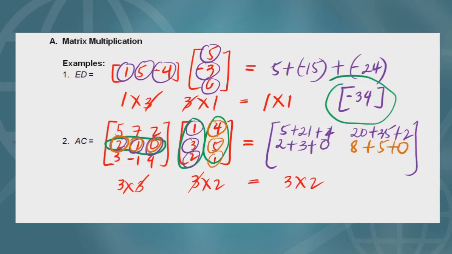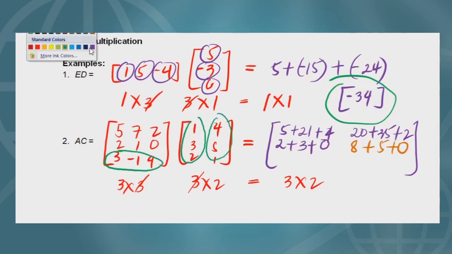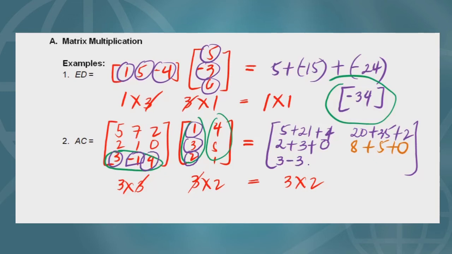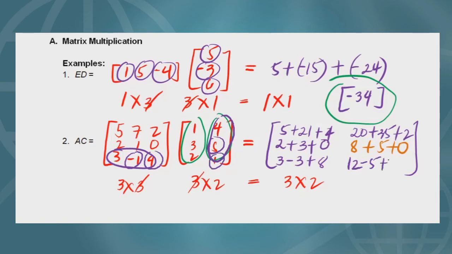Okay? Then let's proceed to the last row of the first matrix, distributing to each of the columns of the second matrix. Let's start with 3. 3 times 1 is 3. Then negative 1 times 3 is negative 3. Then 4 times 2 is positive 8. Then the last row multiplied to the second column of the second matrix. So 3 times 4 is 12. Negative 1 times 5 is negative 5. And then 4 times 1 is positive 4.